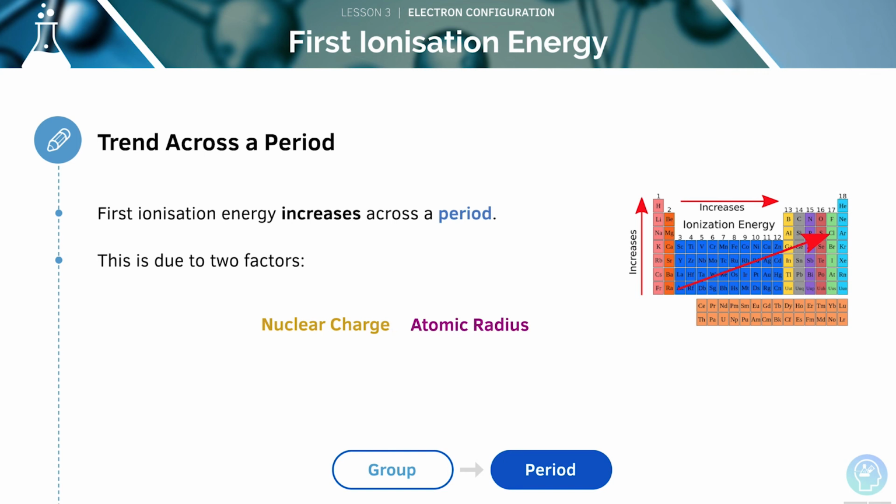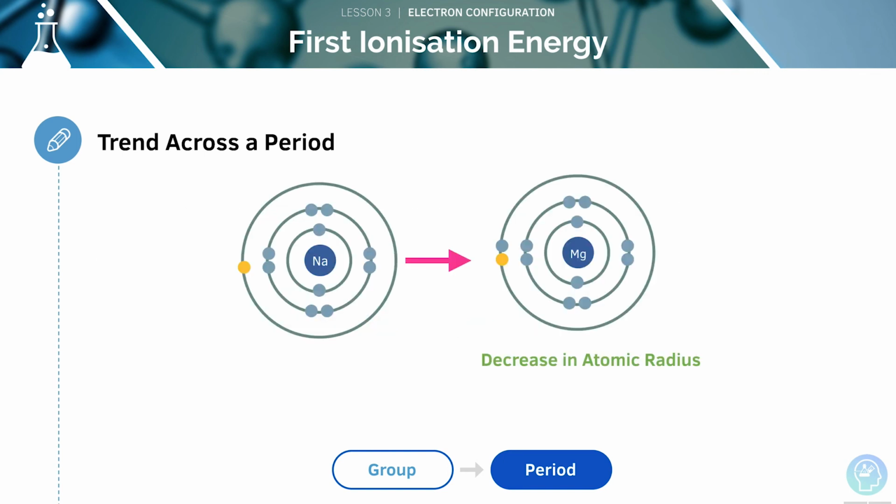First ionisation energy will increase across a period. This is due to two factors: nuclear charge and atomic radius. The atomic radius will decrease slightly as you go across a period. This is a subtle decrease. The nuclear charge of the nucleus will increase. The nucleus will pull the outer electrons closer to it, which decreases the atomic radius.